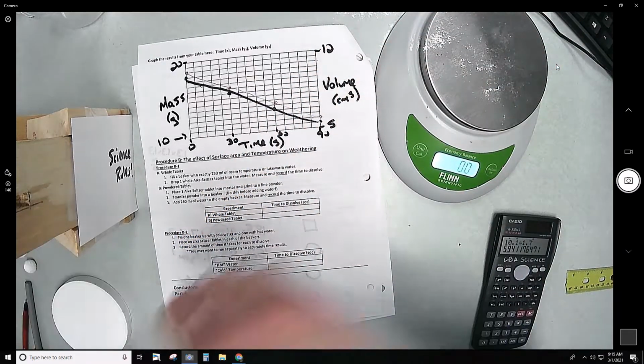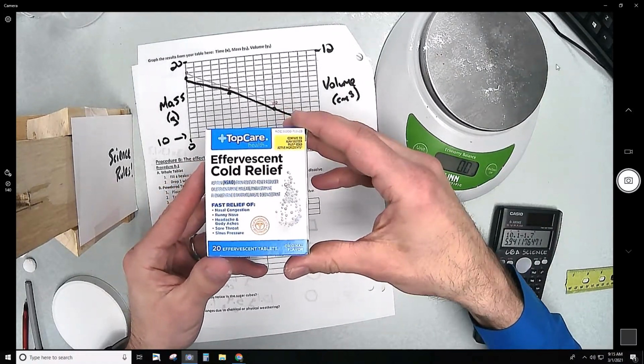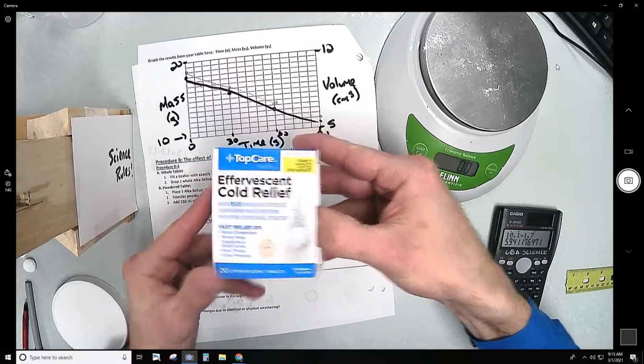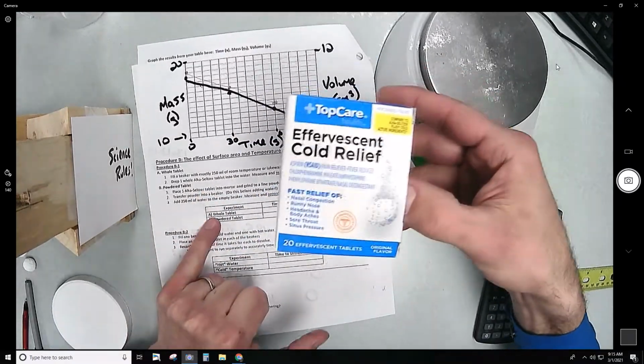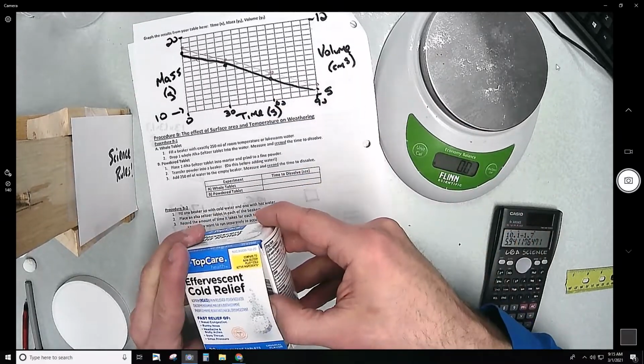Now, if you've never seen Alka-Seltzer before, you can buy this from the store for pretty cheap. If you want to try this at home, go for it. I mean, ask your parents to buy some Alka-Seltzer so you can try this out. We have a whole tablet, a powdered tablet, hot water, and cold water. So we're testing two different things.